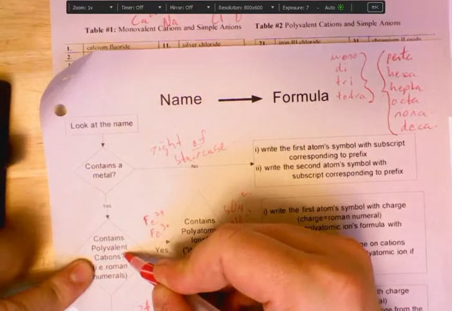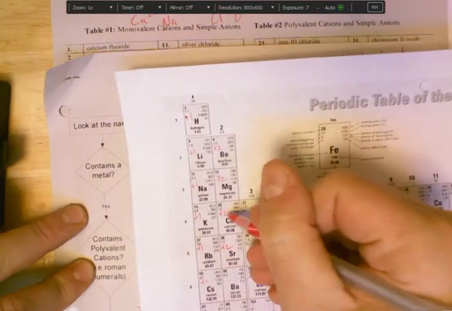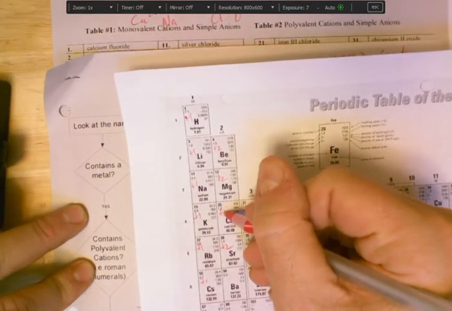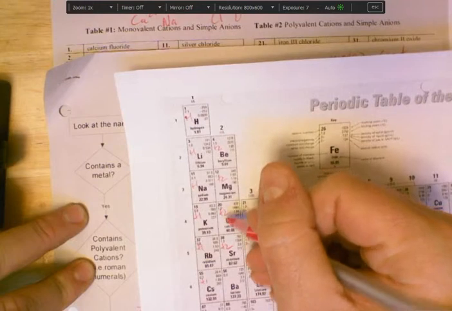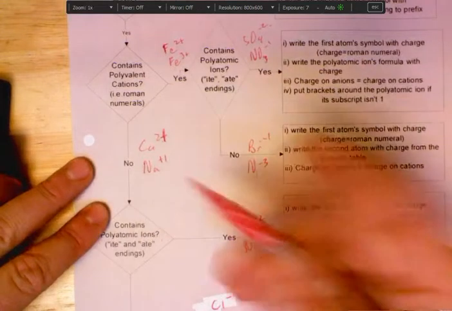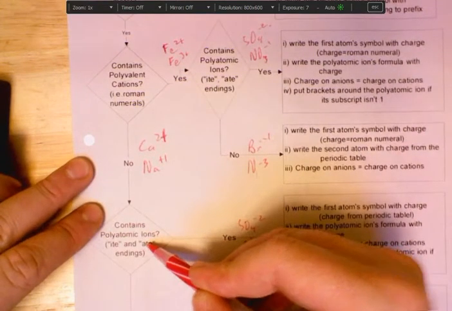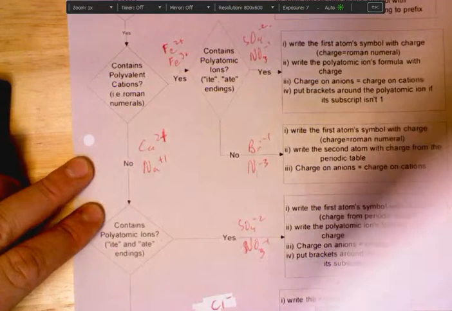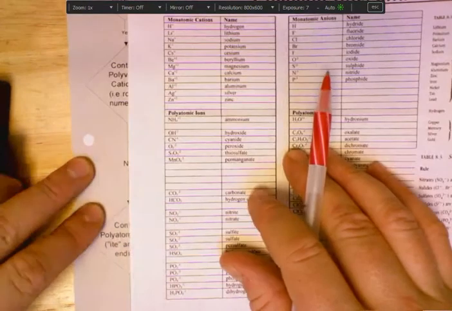So we come down to the next question, and is it a polyvalent cation? That means, does it have more than one possible charge? And the answer is no for calcium. It just has a charge of +2. That's all it can have. Okay, and so we come down to the next question. And the next question is, does it contain a polyatomic ion? Well, those ions usually have ate and ite endings, and those are located on the back of your periodic table.